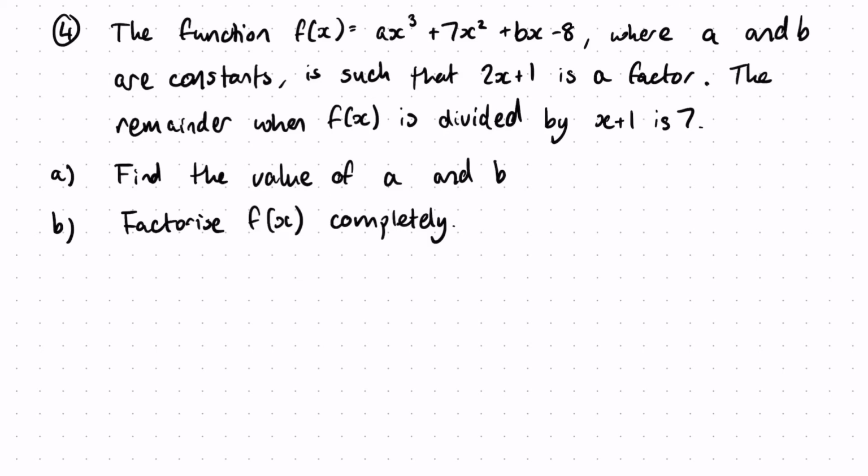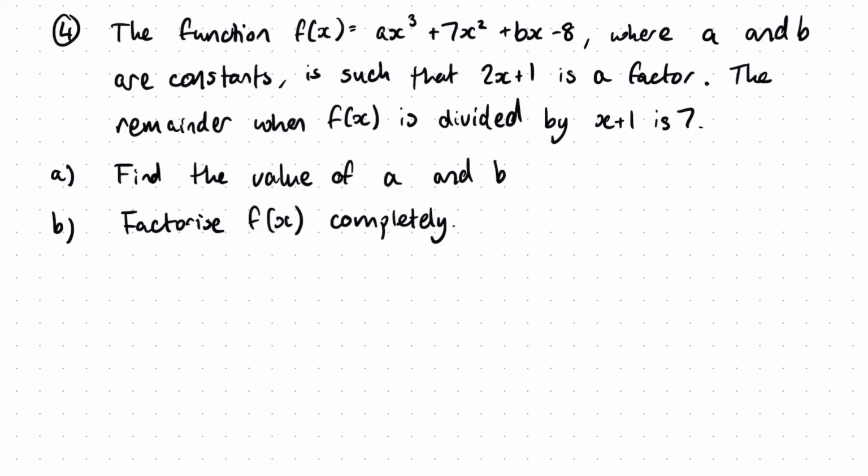Okay, hopefully you had a good go at that. Here's the solution. So the function f of x is ax cubed plus 7x squared plus bx minus 8, where a and b are constants, is such that 2x plus 1 is a factor, and this is key to this. The remainder when f of x is divided by x plus 1 is 7. We're going to have a look at part a first, which is just find the value of a and b. So with a simultaneous equation, we've got to substitute two values in and get two different equations so that we can then solve those two equations via substitution.